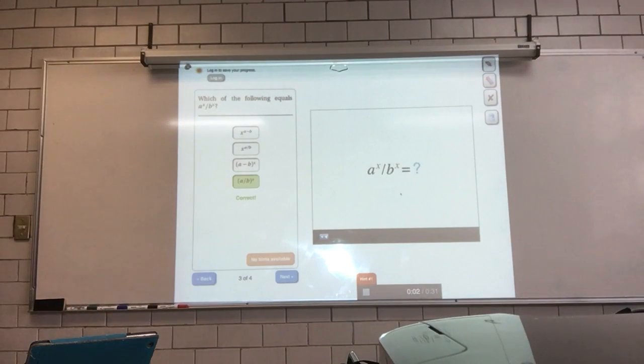Again, let's write out a to the x and b to the x. In the numerator, we have a x times, here I'm only doing it 3 times, and in the denominator, we have b the same number of times. If we look at these by pairs, we'll notice that this is equal to a over b times a over b times a over b, and so on, x times. This leaves us with a over b all to the x power.